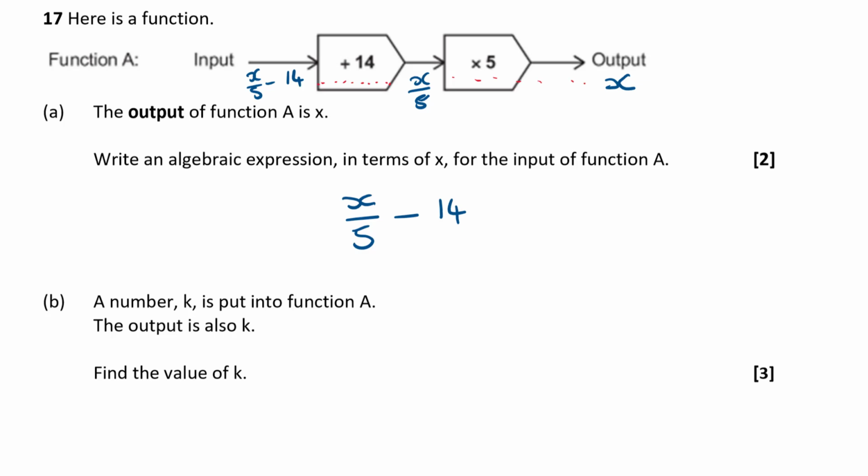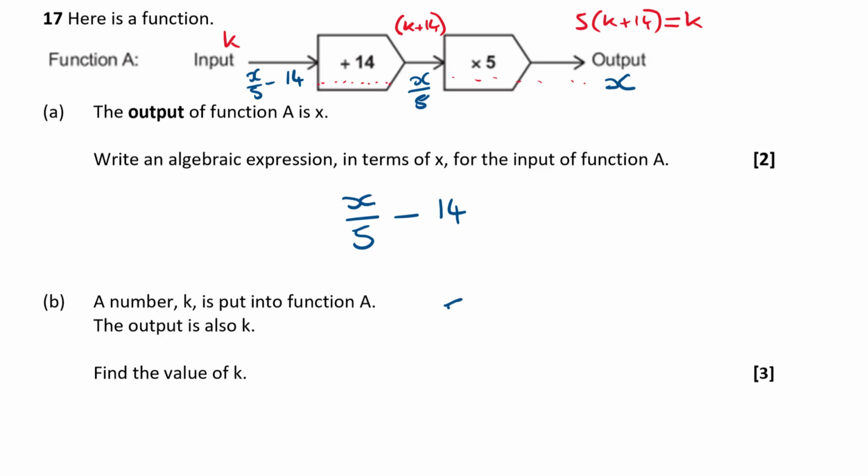Well, that's interesting. So if I take k and I feed it into this function machine, then after the first box I'm going to get k plus 14, and then after the second box I'm going to get 5 lots of k plus 14, aren't I? And what they're saying here is that the output must be the same as the input, so that must be equal to k. Okay, so I've got now an equation in k that I need to try and solve, haven't I?